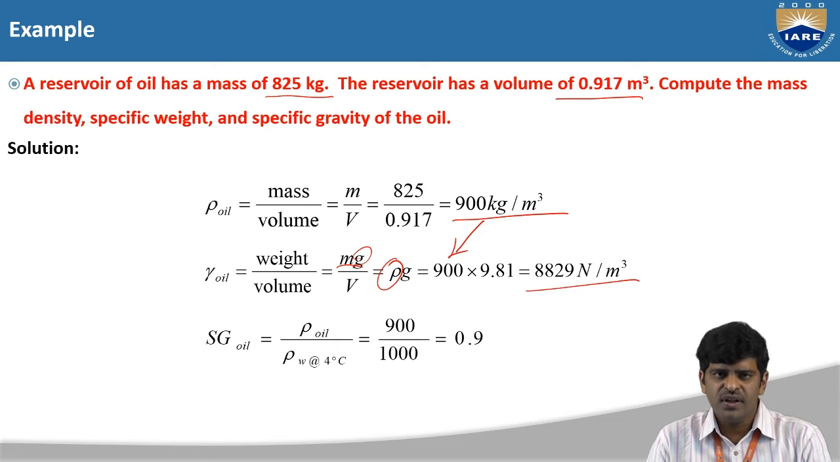Next, specific gravity of the oil. It is also called relative density. Here we take the densities of the two substances, either the mass density or the weight density. That is the mass density of the given substance, the oil, and the mass density of the standard liquid, that is pure distilled water at 4 degrees centigrade.